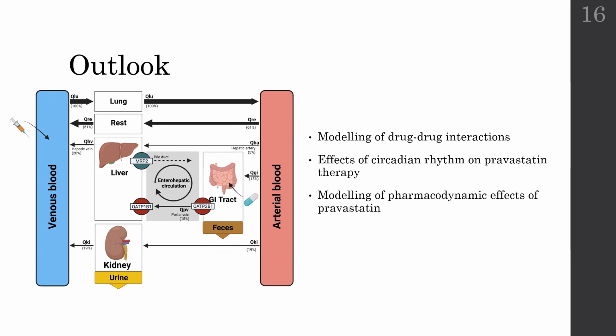So the question arises, what are possible outlooks for the present PBPK model and how it could assist in future research on pravastatin pharmacokinetics? And one possibility would be the modeling of drug-drug interactions, especially in the elderly population, since they are often prescribed multiple drugs in addition to statins, and thus polypharmacy therapy could be better adapted.